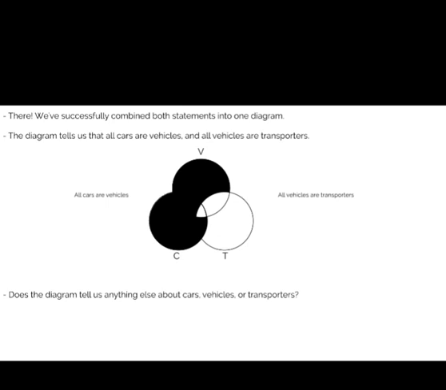Now, this is not to say that you're wrong at some basic level. You could make that conclusion. If it's true that all cars are vehicles, and it's true that all vehicles are transporters, then you could say all cars are vehicles and transporters. It's not wrong in terms of logic, but it's not how categorical logic works. So you just can't have those and statements in there.